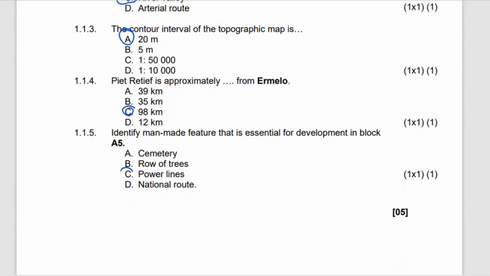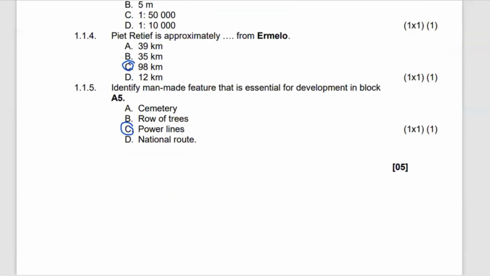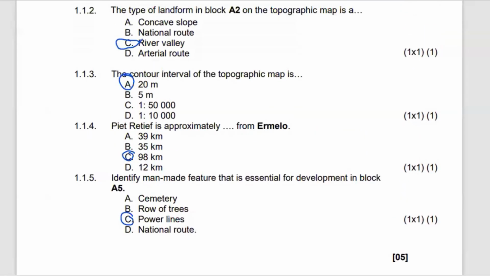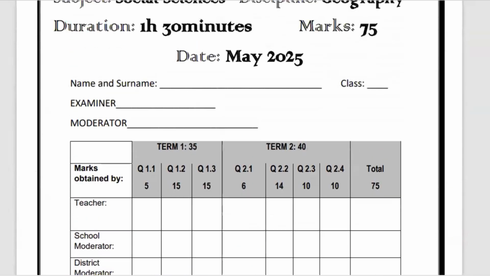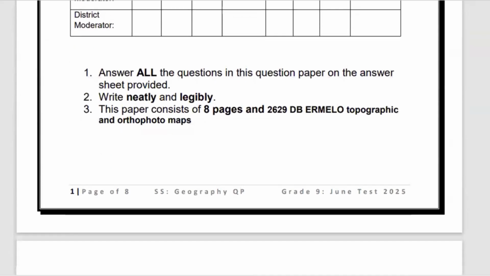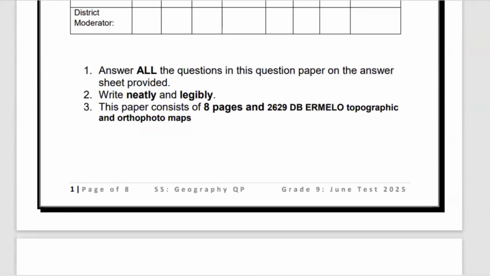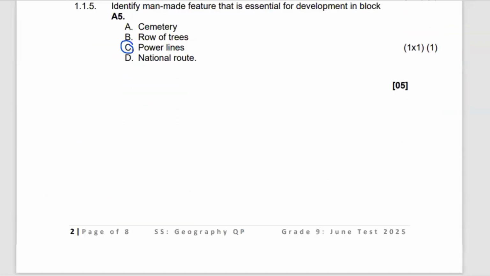Remember, you'll be given an addendum for this question paper. Actually, it's not an addendum, you'll be given a map. Okay, you'll be given a map for this question paper. This will be a topographic map, 2629 DB Emelo topographic map, and an orthophoto. So for you to answer these questions, you'll need to look at a map.